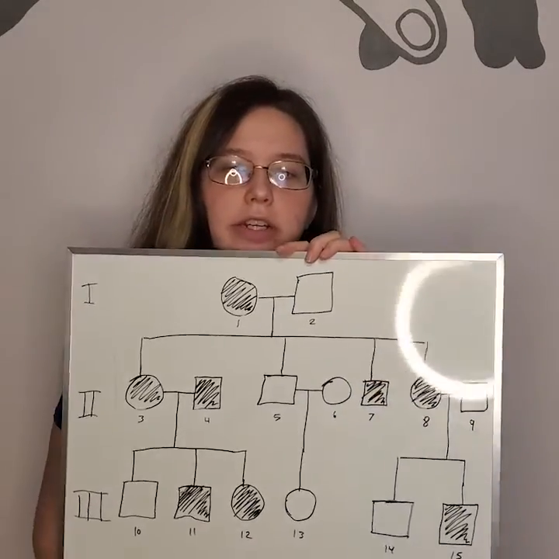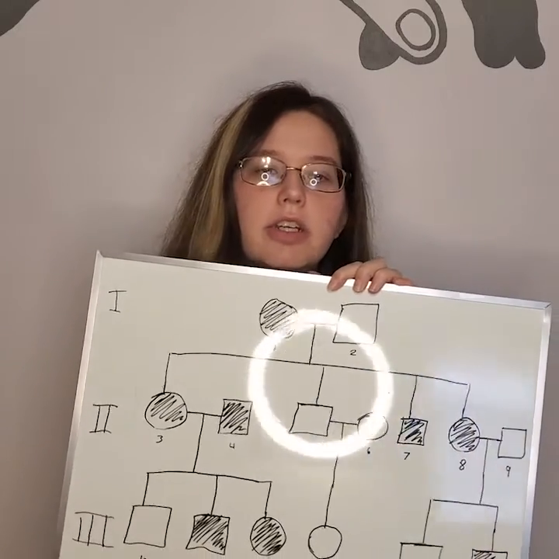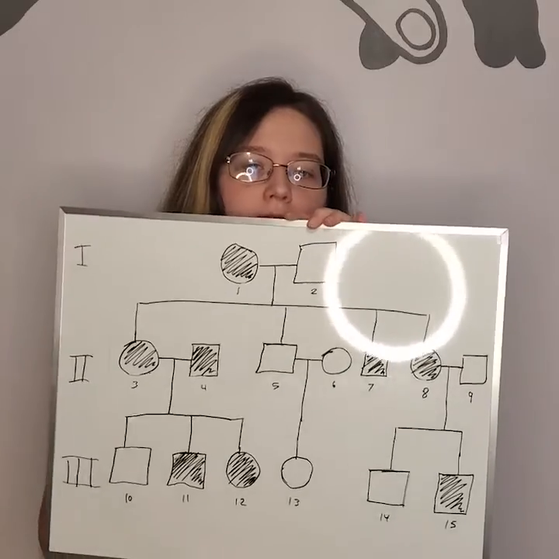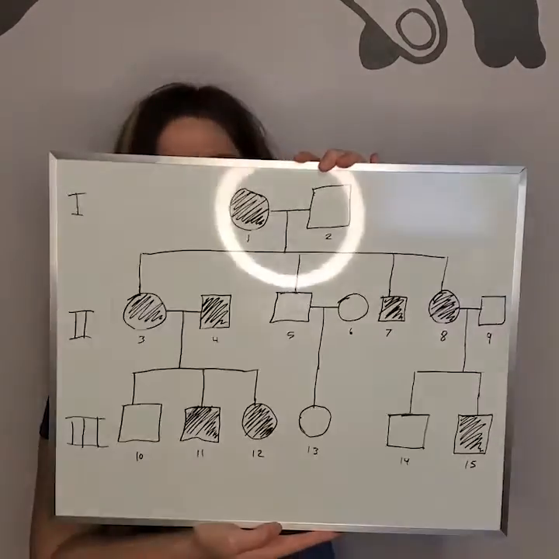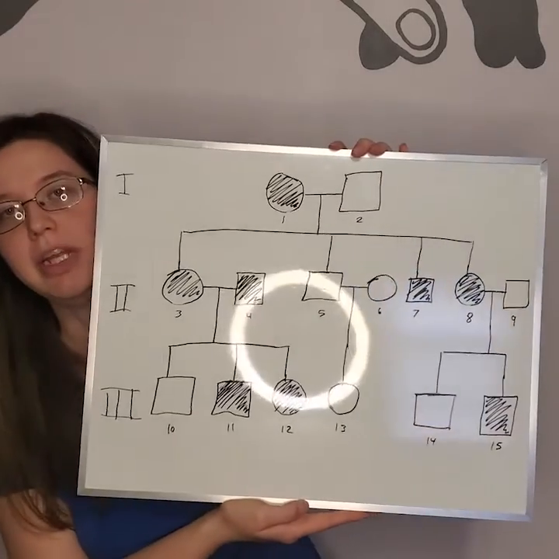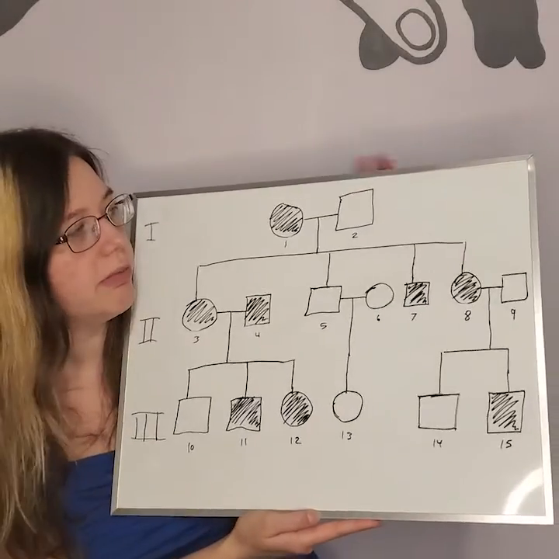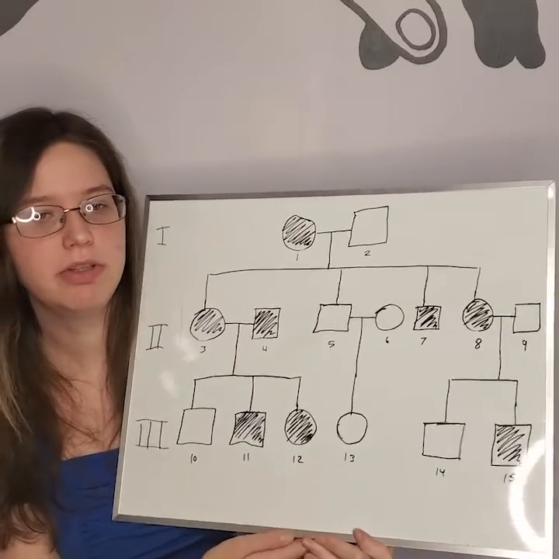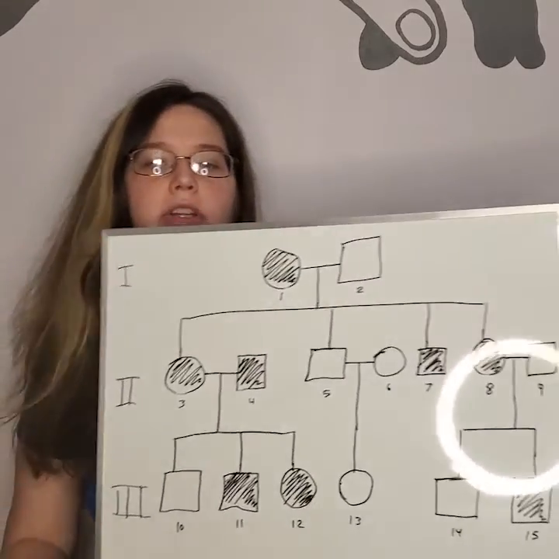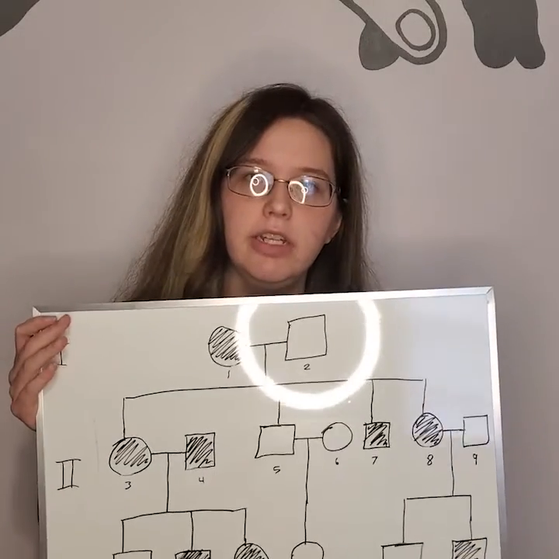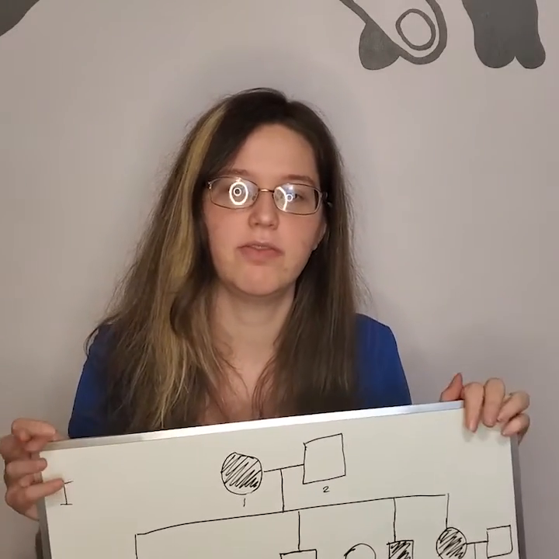Each of these generations, first generation, second generation, and third generation, represents a horizontal row in the diagram. Square and circle symbols represent the males and females, respectively. Open symbols represent unaffected members, and shaded symbols represent members that have the affected trait. So in this case, shaded individuals have a widow's peak.